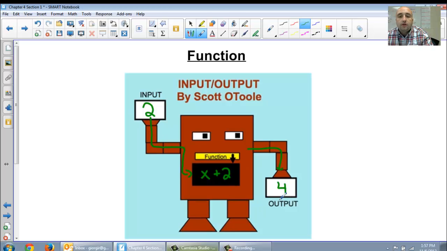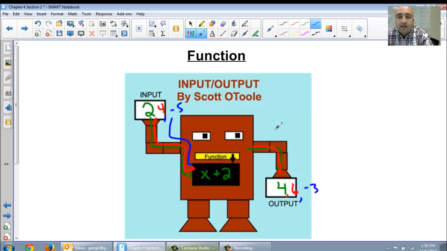It's 4. All right, well, let's say I throw 4 into my machine. 4 goes in, it goes into my function. What comes out when I plug in 4? What's 4 plus 2? 6. Okay, let's say I plug in negative 5. Negative 5 goes into my function. What's negative 5 plus 2? Hopefully you see that that is negative 3.